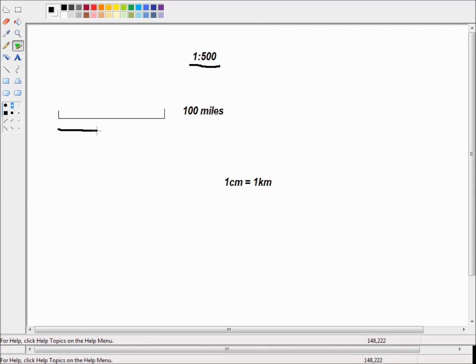Sometimes you will get a distance just listed on the map, just a line with a start point and an end point, and you'll be told the real life equivalent of that distance, so this distance on the map is equal to 100 miles in real life. Or you might be told something like 1 centimetre is equivalent to 1 kilometre. So that means 1 centimetre on the drawing or the map or the scale model is equivalent to 1 kilometre in real life. So one of those methods will be used to describe the scale factor.